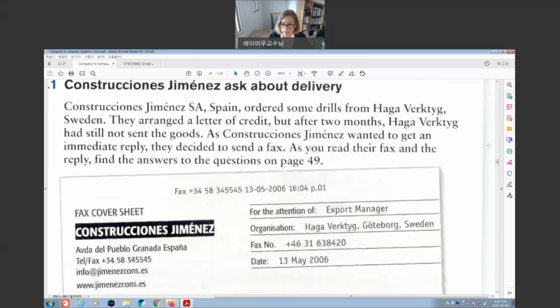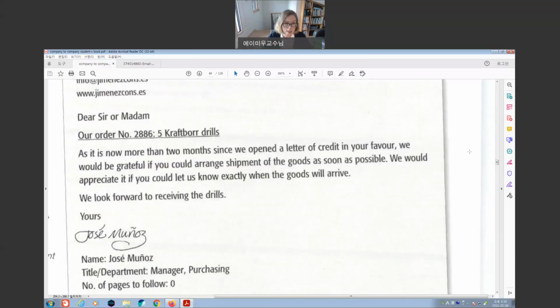All right, so let's see what the issue is. As it is now more than 2 months since we opened a letter of credit in your favor, we would be grateful if you could arrange shipment of the goods as soon as possible. We would appreciate it if you could let us know exactly when the goods will arrive. We look forward to receiving the drills.